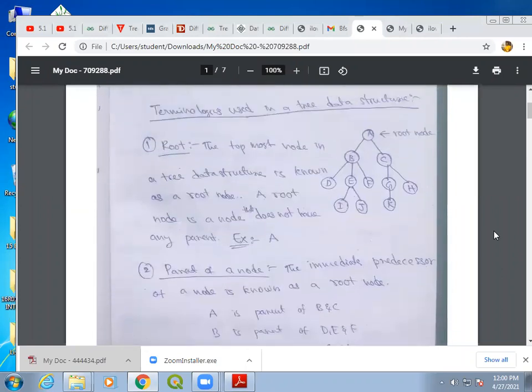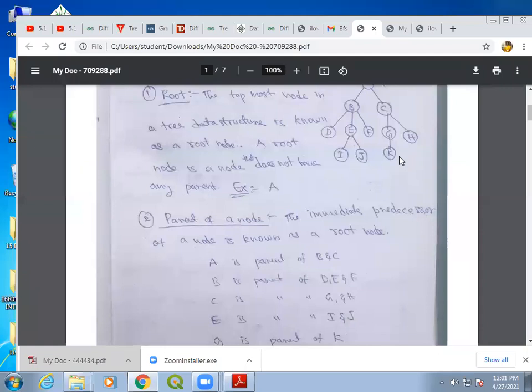Now we'll discuss some of the terminologies used in the tree. First one is the root. What is the root? The topmost node in the tree data structure is called the root, and the root does not have any parent node. So, for example, if you take this tree, A is the root node.